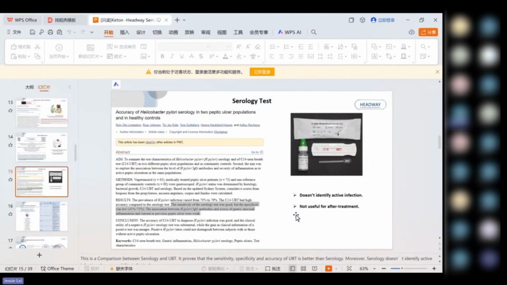This is a comparison between serology and the urea breath test. It proves that the sensitivity, specificity, and accuracy of UBT is better than serology. Moreover, serology doesn't identify active infection, so its acceptability is not very wide.